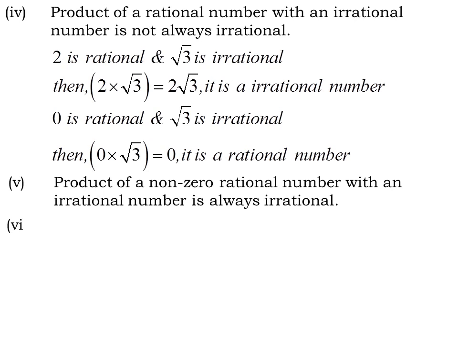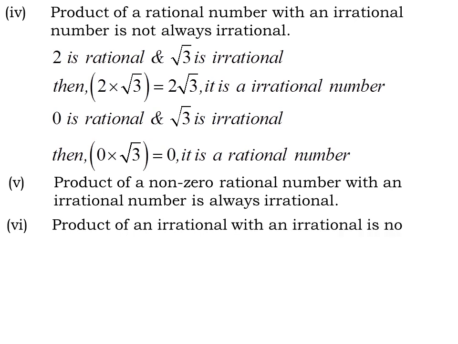Next, the last one, the sixth property: the product of an irrational number with an irrational number is not always irrational. So what are they saying? If I am multiplying an irrational number with another irrational number, it is not always irrational. It may be rational also. So how can this happen? Let's take some examples.